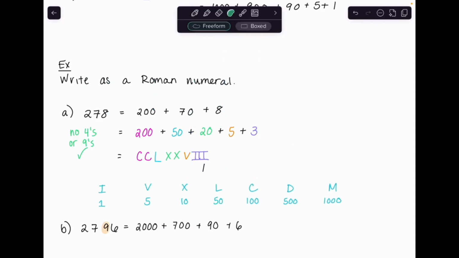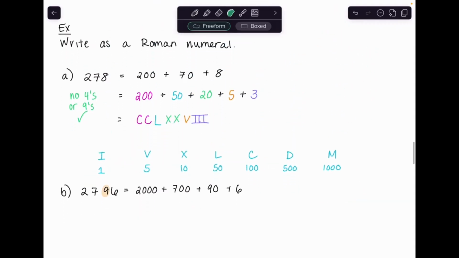Just for some space, bring these down as well. From up there, don't need that.